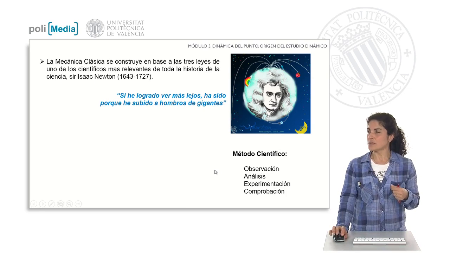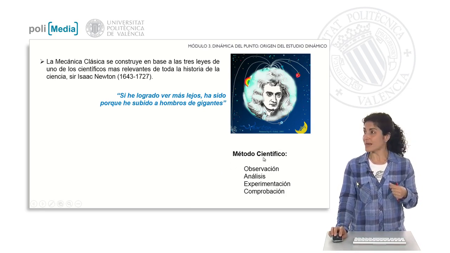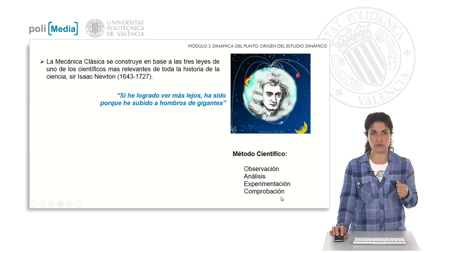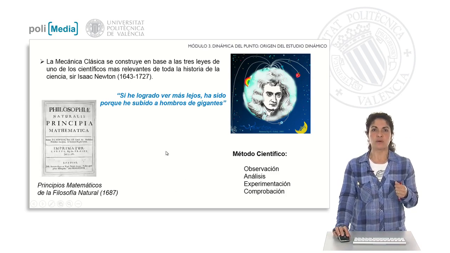What they were doing was applying the scientific method, applying the 4 key guidelines in the scientific method: observation, analysis, experimentation, and verification. All the detail of the formulation and analysis of the 3 laws that govern the macroscopic world is contained in Newton's famous book of the mathematical principles of natural philosophy. There we have them collected.